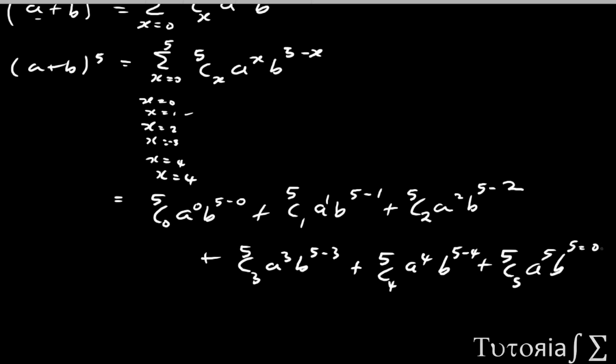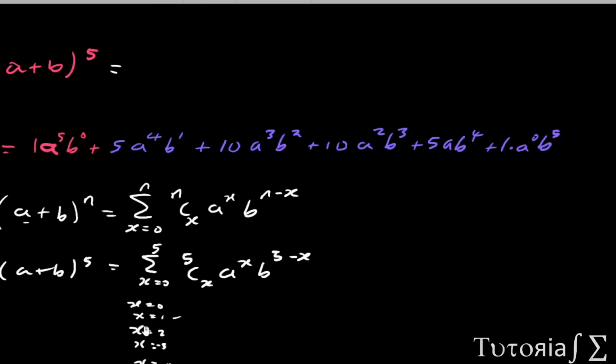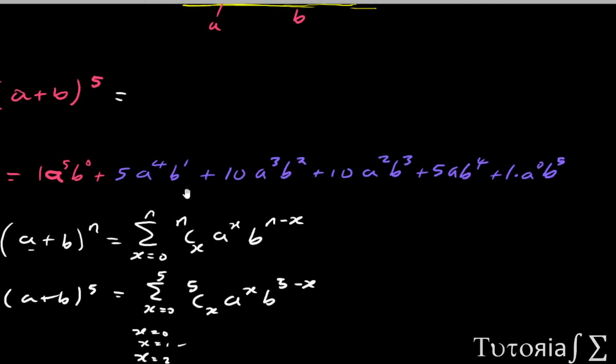So when you simplify this, you simply punch 5 choose 0 on your calculator. A to the power 0 is just simply 1. So when everything is simplified, you get this expansion that we have here. So now what we are going to do is replace.